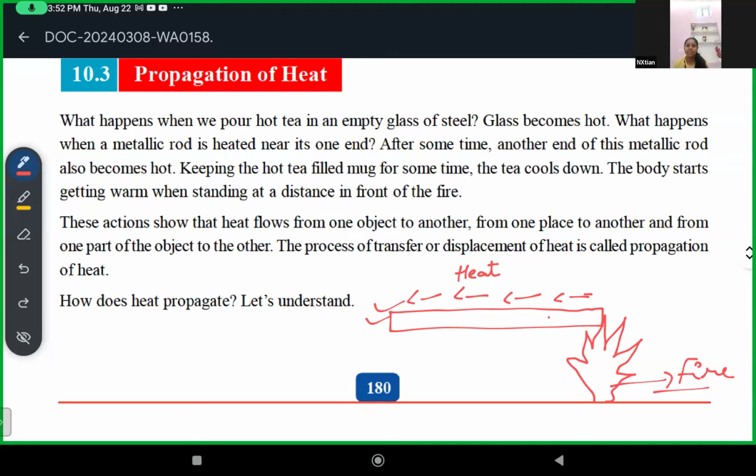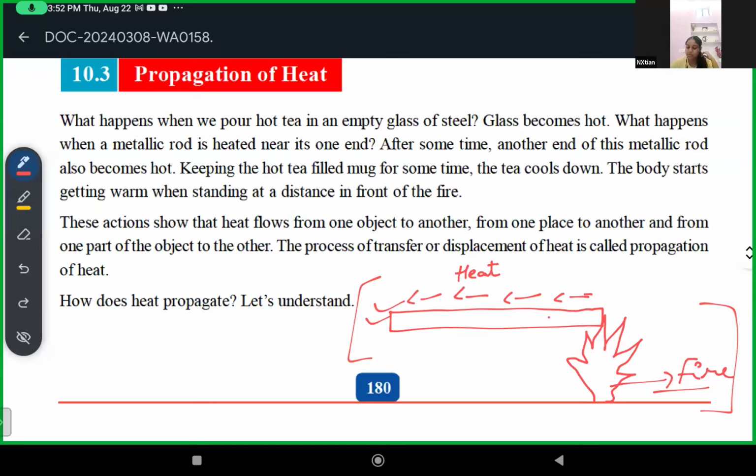So it's heating up to that side. The heat is spreading. This process is known as propagation of heat. Keeping the hot tea filled mug for some time, the tea cools down.